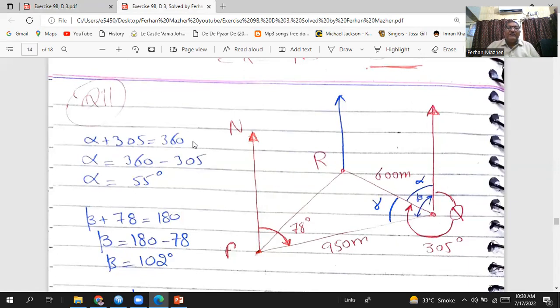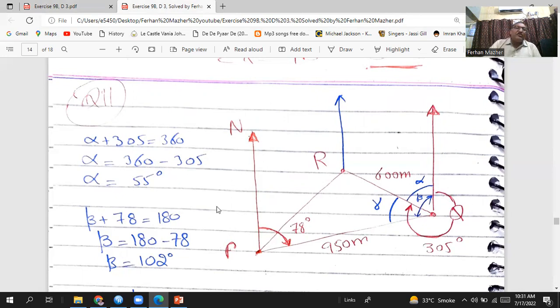So alpha plus 305 will be 360. I will talk about this angle. So 305 plus alpha will be equal to 360. So alpha will be equal to 360 minus 305, which is 55 degrees. In the same way, I will find this angle. This is beta. I just named them alpha, beta, gamma. So beta plus 78 will be equal to 180 because it is allied angle with the 78, because of these parallel lines. So this whole angle and this angle here are allied to each other. So beta will be 180 minus 78, and that will be 102.